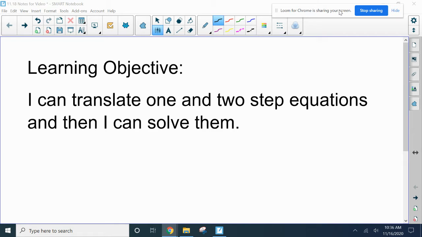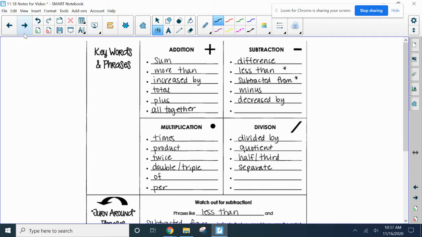All right, so today our learning objective is that we can translate 1- and 2-step equations and then go ahead and solve them. So if you have not already on Schoology, I have posted the guided notes as well as a copy of this chart I used to give you some keywords and phrases to look for when we are translating these 1- and 2-step equations to help you translate them.